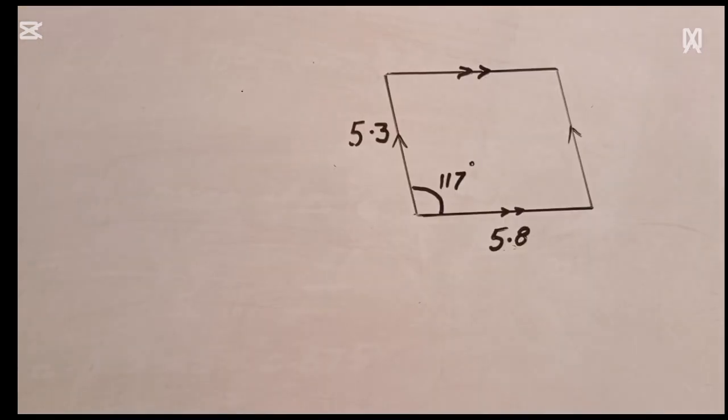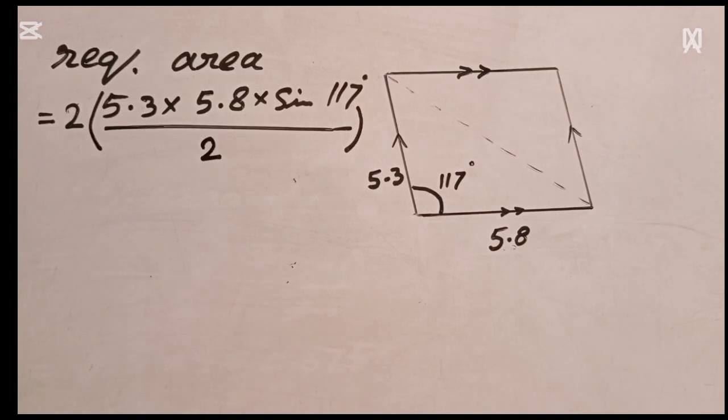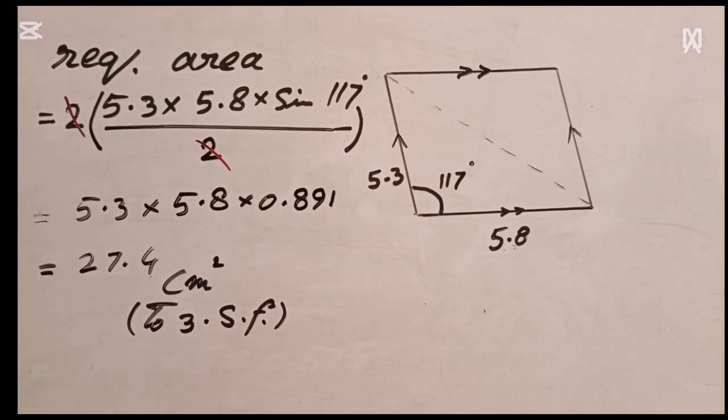Now we find out area of the parallelogram in part E. To find out area of this figure, first we'll convert it into two identical triangles. Now we find out area of the beneath triangle, then we'll double it, and this way area of the parallelogram we'll find out. This way, using the given values, solving it accordingly, results in 27.4 centimeters square.